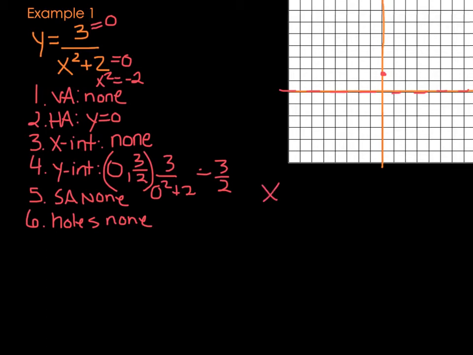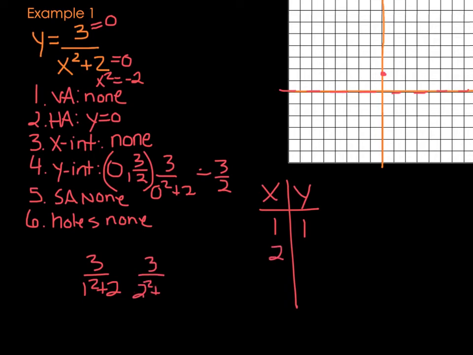If I make a table for x and y, I already know 1 point. If I plug in a 1 for x, I'd have 3 over 1 squared plus 2, 3 over 1 plus 2, 3 over 3 is 1. If x is 2, I'd have 3 over 2 squared plus 2, so that's 4 plus 2 is 6, 3 over 6 is 1/2. If x was 3, I'd have 3 over 9 plus 2, so that would be 3/11. And it's getting smaller and smaller, and it's going to approach that asymptote.